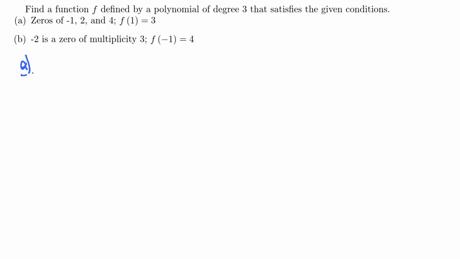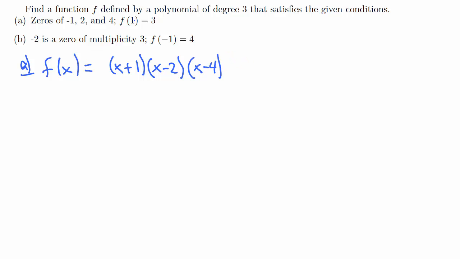Now, here's the thing. With a here, it's telling us the zeros. So that means that your function can be written as the -1 means a factor of x plus 1. The 2 means a factor of x minus 2, and the 4 means a factor of x minus 4.